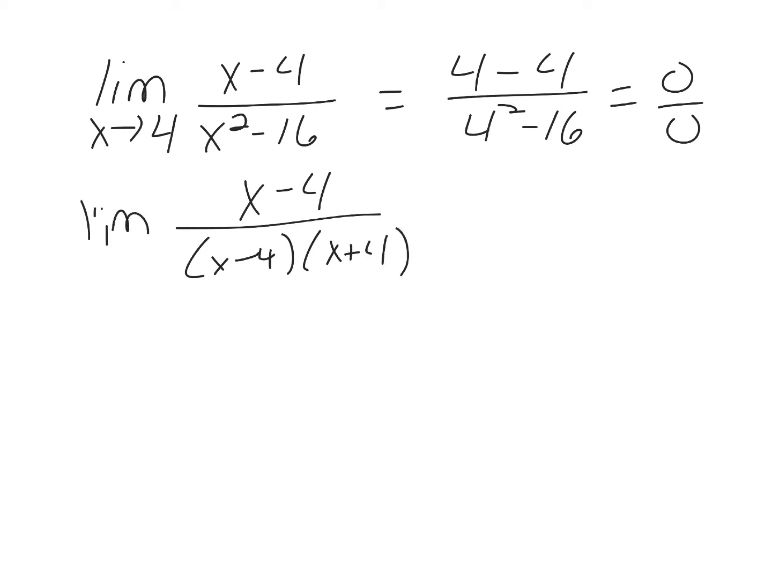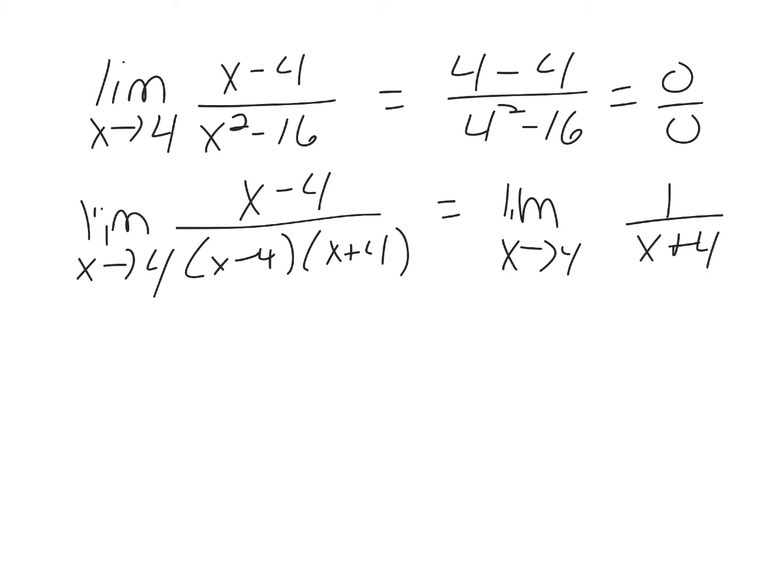So if we factor the denominator, we have x minus 4 times x plus 4. So we can eliminate x minus 4 from the numerator and denominator, not equal sign, which is going to get us 1 over x plus 4. If we evaluate at 4, we're going to get 4 plus 4 is 8, and your limit is going to be equal to 1 over 8. Okay, so always look to see if we can simplify it anywhere. One of those times might be factoring.